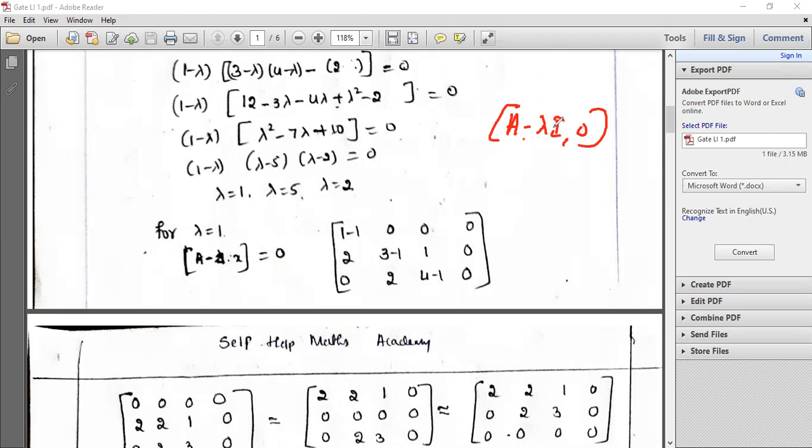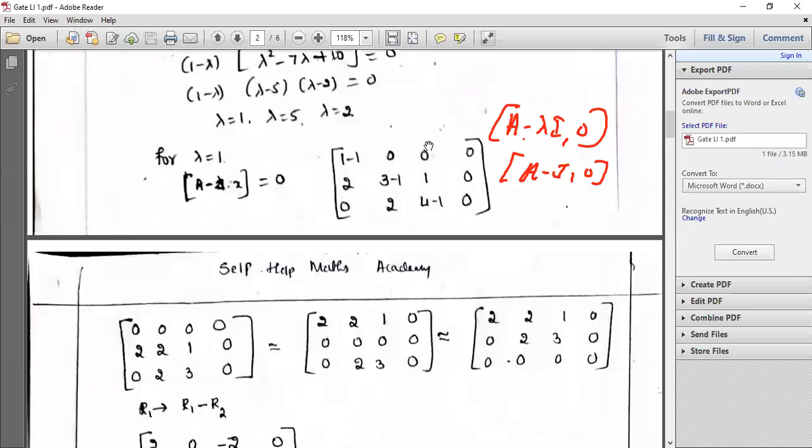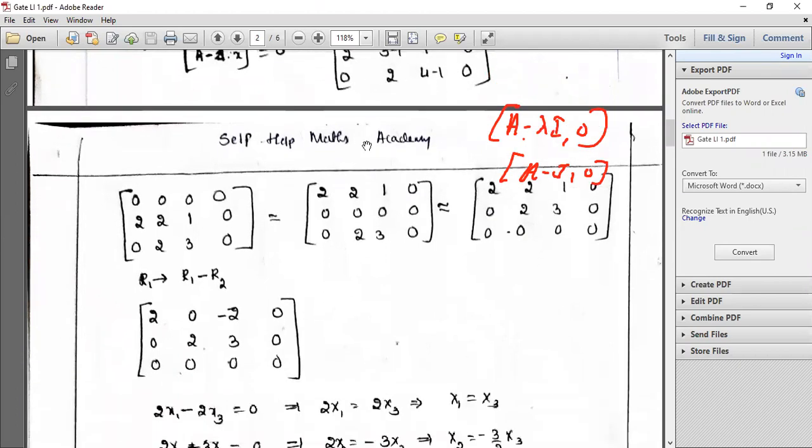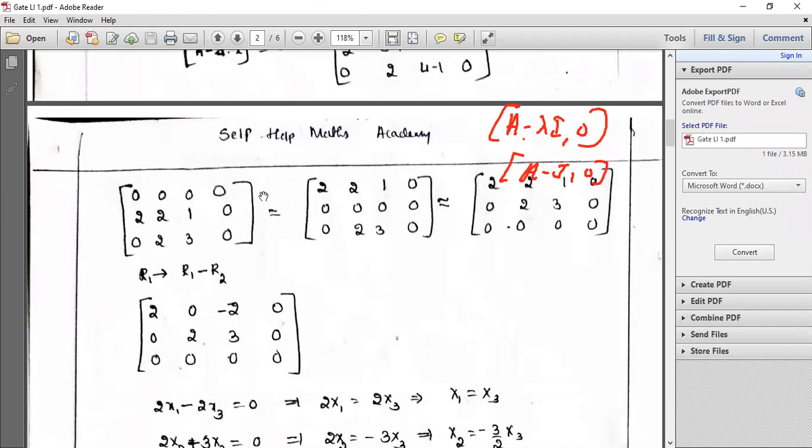Since my lambda is equal to 1, therefore the augmented matrix here will be equal to A minus I comma 0. Okay, so now what we do, we just find out the corresponding eigenvector. So here what I'll get, it is 1 minus 1 because lambda is 1 here, then this is my 0 0 and this is my augmented matrix. This is 2 minus 3 minus 1 1 0 0 2 4 minus 1 0. Okay, so now you can clearly see the first row is completely 0, second row is 2 2 1 0, then 0 2 3 0. You can further simplify this by doing some row transformation. Just I'm interchanging these two rows, that is 2 2 1 0.